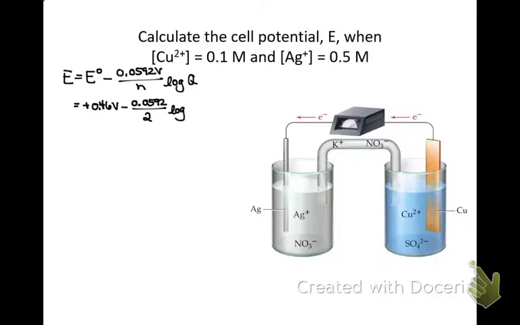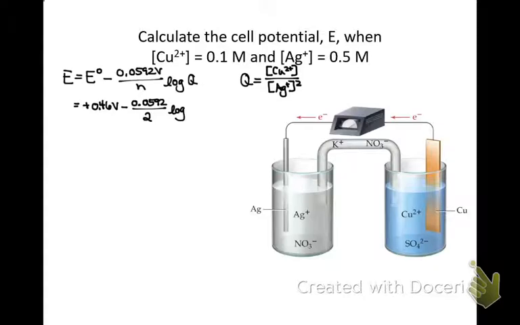So Q is going to be the concentration of the product, so copper, divided by the concentration of the reactants, so silver squared. Now, why aren't the silver metal and the copper metal in the Q expression? Because they're solids. They don't go in the equilibrium constant expression. And then remember, we need the squared because in the balanced chemical reaction, the coefficient on silver is 2.